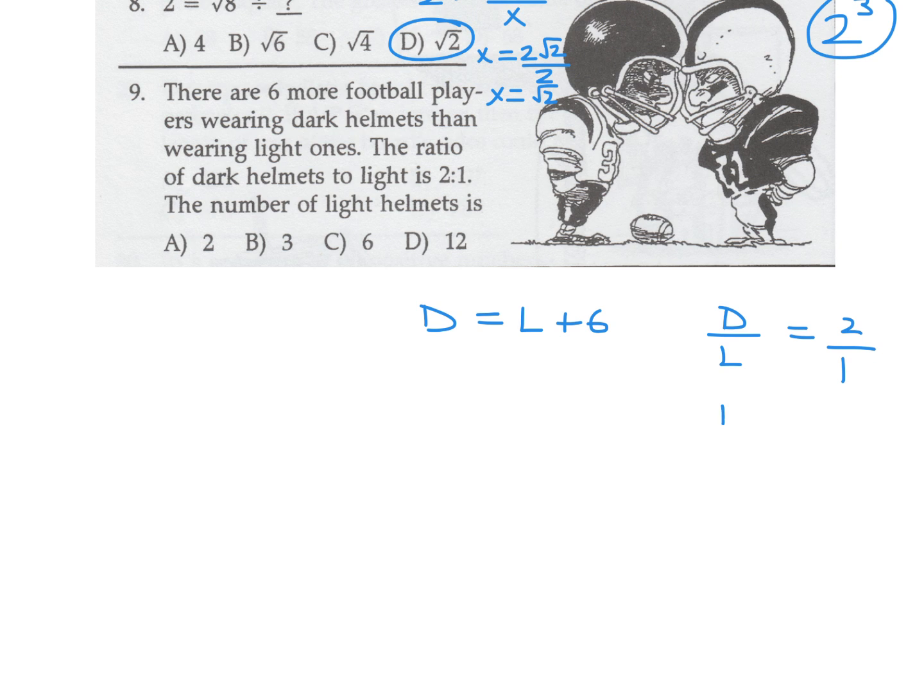So this gives me D is equal to 2L, correct? And D is L plus 6, so I can just put L plus 6 here. And then solving this, L is equal to 6. So therefore, that would be C for number 9.